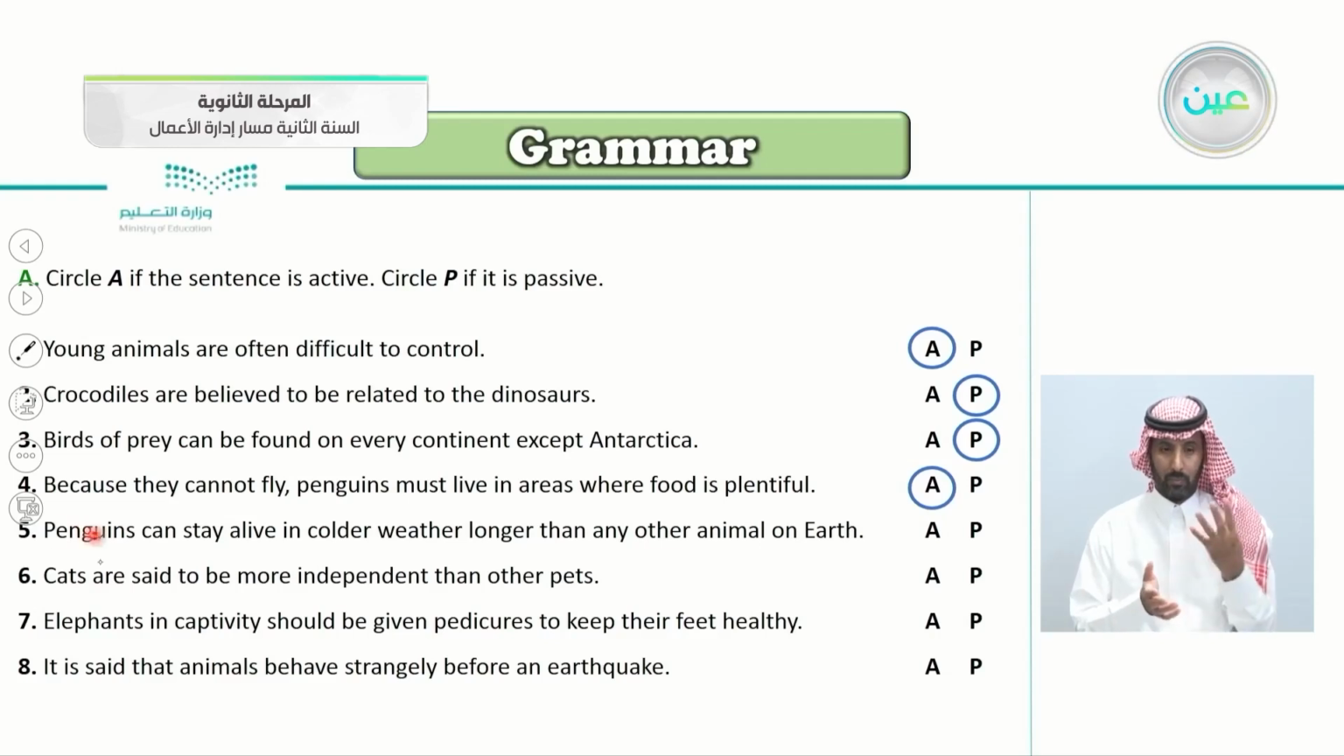Number five, penguins can stay alive in colder weather longer than any other animal on Earth. So this one is also what? Is it an active or passive? Is penguins here the subject or the object? So number five is also an active because penguins is the subject here.